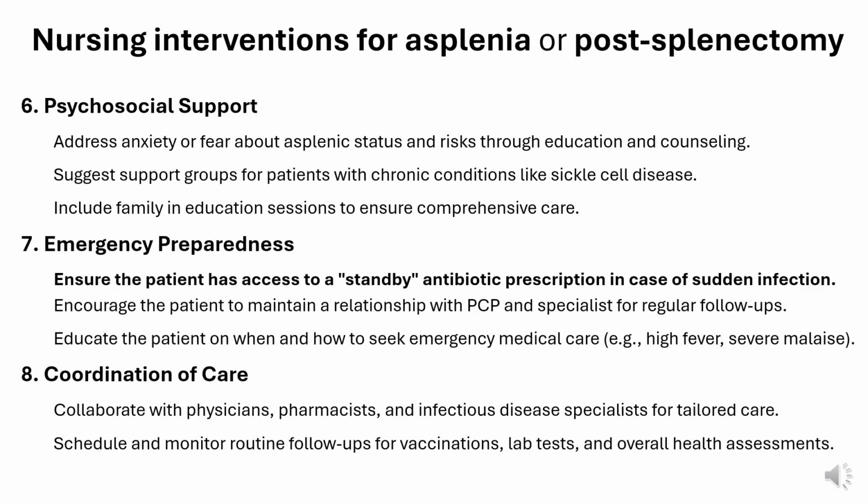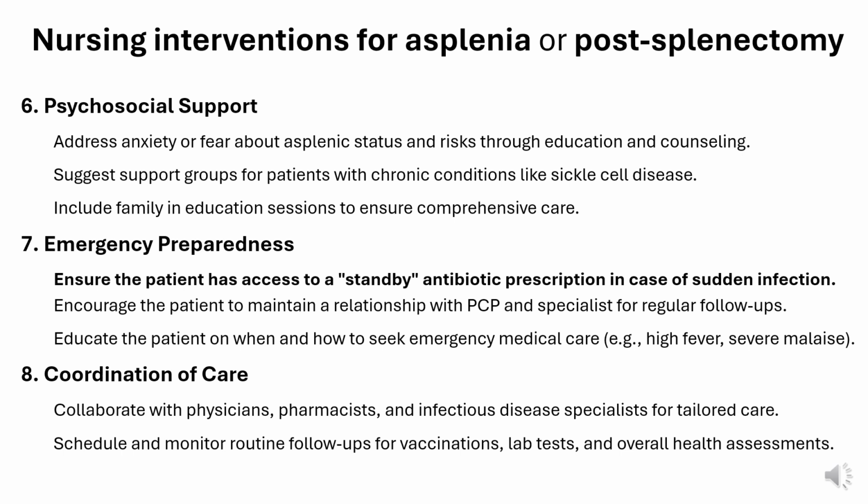Psychosocial support. Emotional support: address anxiety or fear about splenic status and risks through education and counseling. Support groups: suggest support groups for patients with chronic conditions like sickle cell disease. Family involvement: include family in education sessions to ensure comprehensive care.